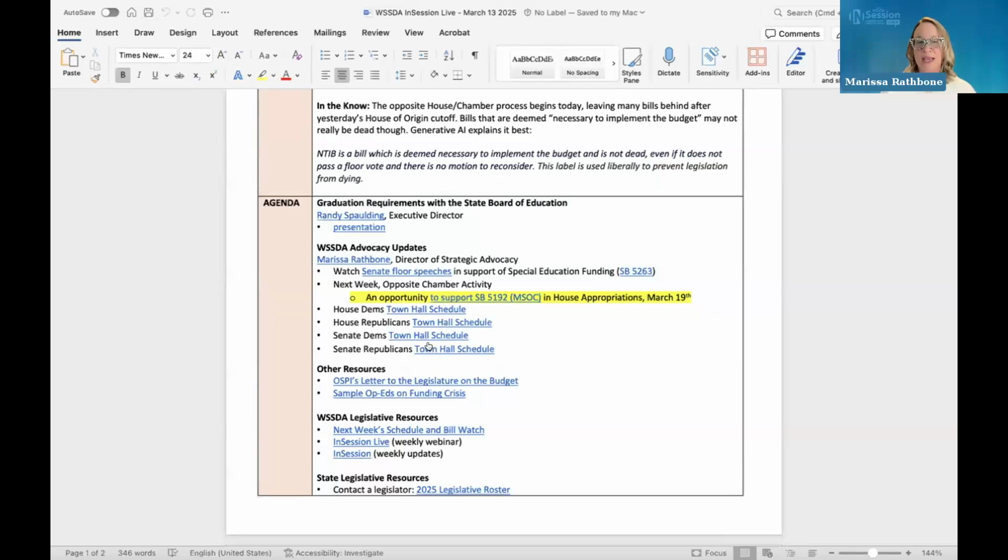on the House side, they did not progress 1310, which was Representative Paulette's full funding of special education. They instead progressed Monica Stonier's 1357, which was an increase to the multiplier, no addressing of the cap, and some advancement on inclusionary practices. That bill did not progress out of the House either.